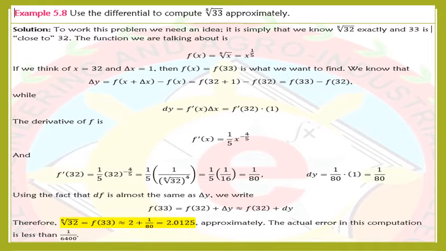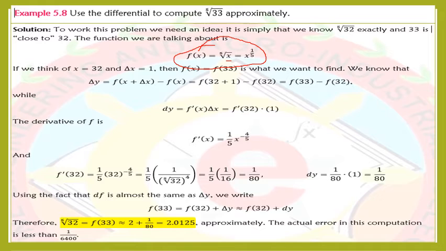So, the function we are talking about is f of x is equal to the fifth root of x, which is equal to x raised to the power of 1 over 5. So, kailangan natin yung function na to. Okay? Si x hindi pa natin alam kung ano yan. If we think of x is equal to 32 and delta x is equal to 1, then f of x plus delta x is equal to f of 33, is what we want to find.